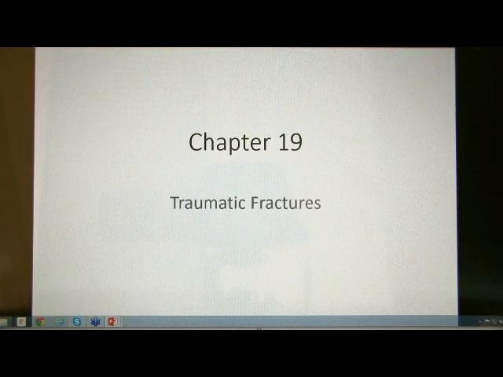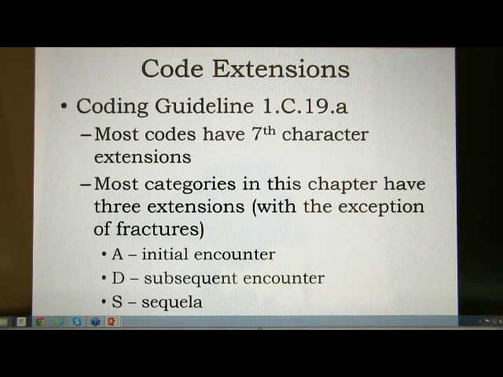Moving into Chapter 19, which is our traumatic fractures. Similar to the musculoskeletal section, most of these codes are also going to have a seventh character extension. They are going to have up to 3 extensions. So most of our injuries will still follow the initial, subsequent, or sequela seventh character. Our fractures will follow the same seventh characters that we talked about for pathological fractures, so the subsequent with the various degrees of healing. We're going to assign separate codes for each injury unless there is a combination code provided.